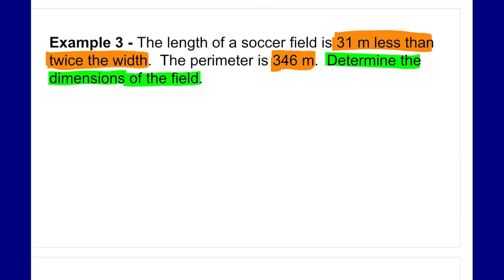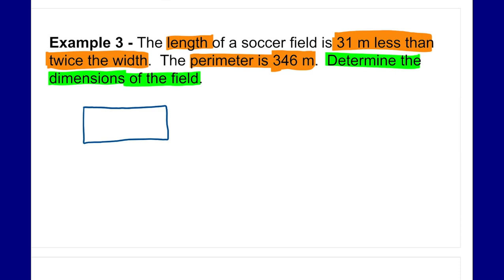You could also say that for perimeter, the perimeter is 346, right? So including kind of the context, length of a soccer field is twice the width, and everything else is kind of background. So let's kind of draw a visual to represent this. So I have my soccer field, it's a rectangle. The length of the soccer field is 31 meters less than twice the width.